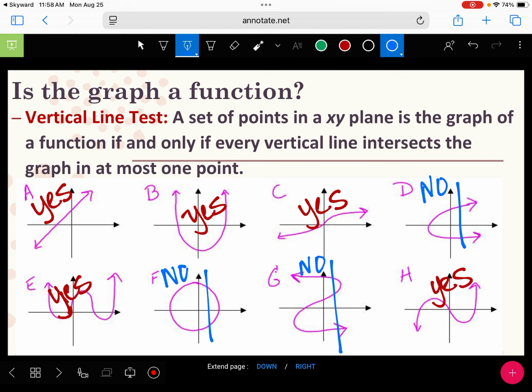And then after you do that, go ahead and circle. There's 3 that would fail the vertical line test. So don't say it out loud, but see if you can figure out which 3 would fail the vertical line test.